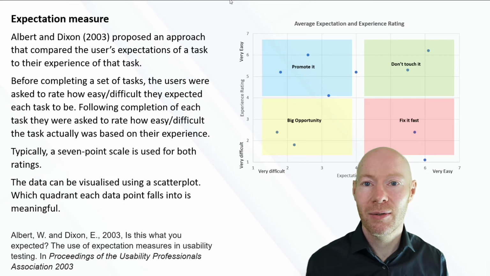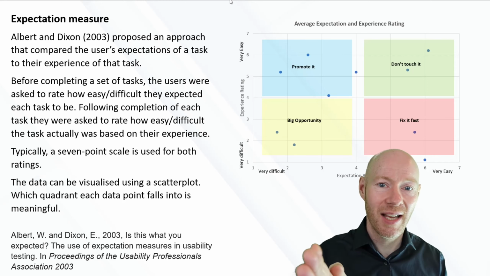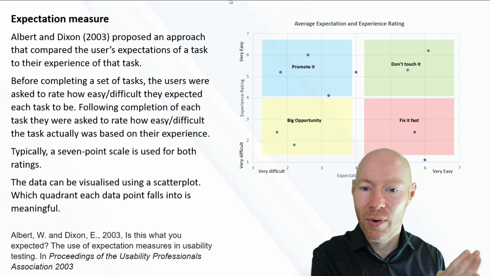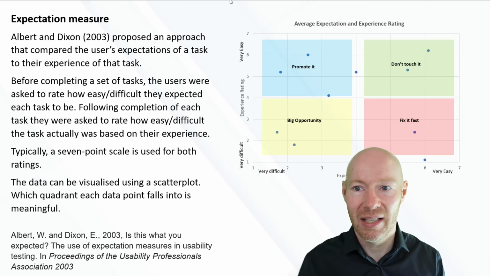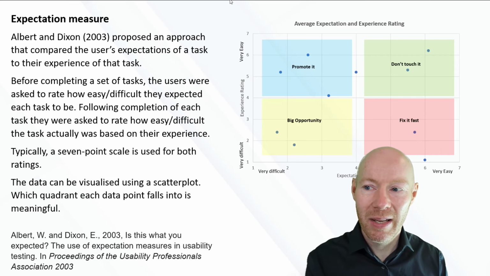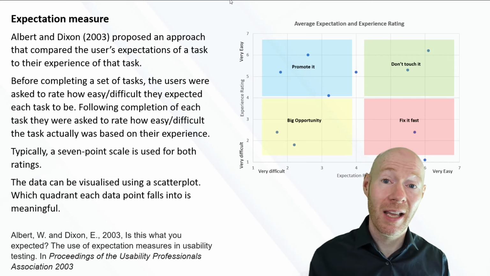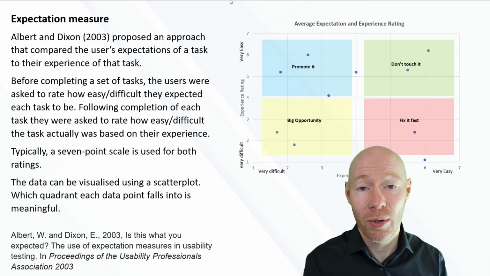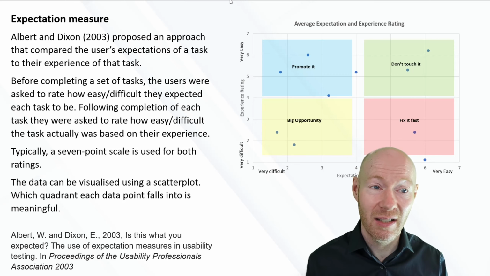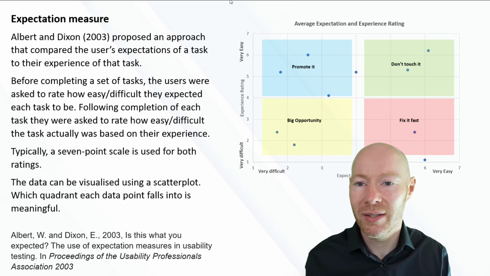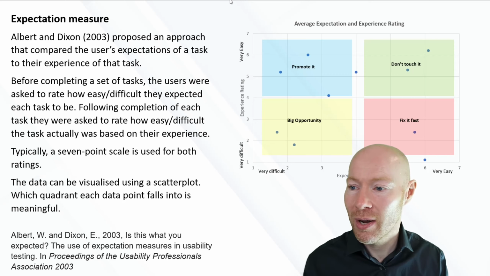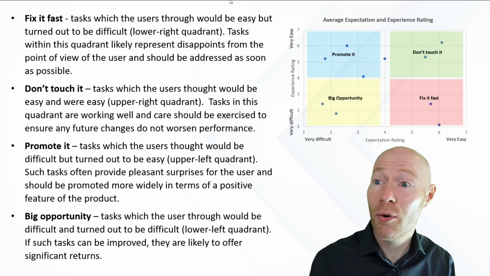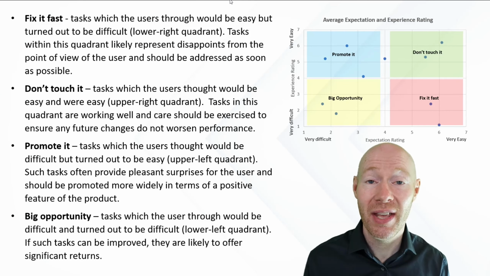We can plot that using more or less a scatter plot. You can see this here on the screen where we have expectation rating along the bottom from very difficult to very easy, and the experience rating up the side, again from very difficult to very easy. We can segment that into different quadrants depending upon where it falls, and you can see we've labeled them here from big opportunity, to fix it fast, to don't touch it, to promote it. The quadrants that the points fall into give us a useful insight into whatever task we've asked the user to do.